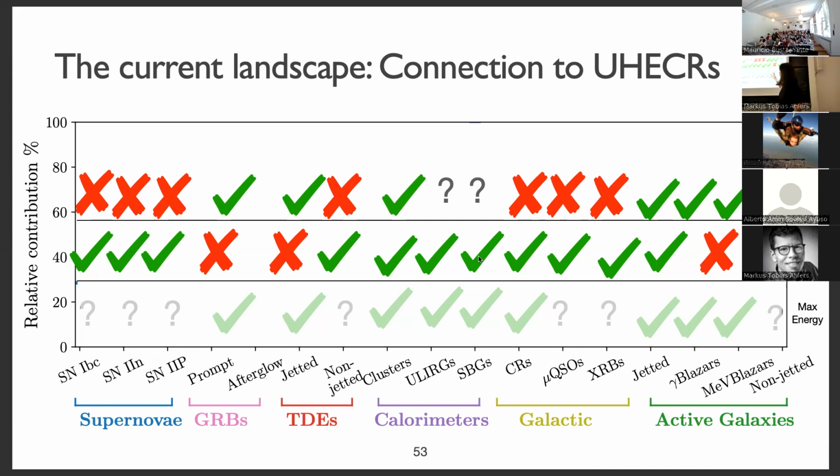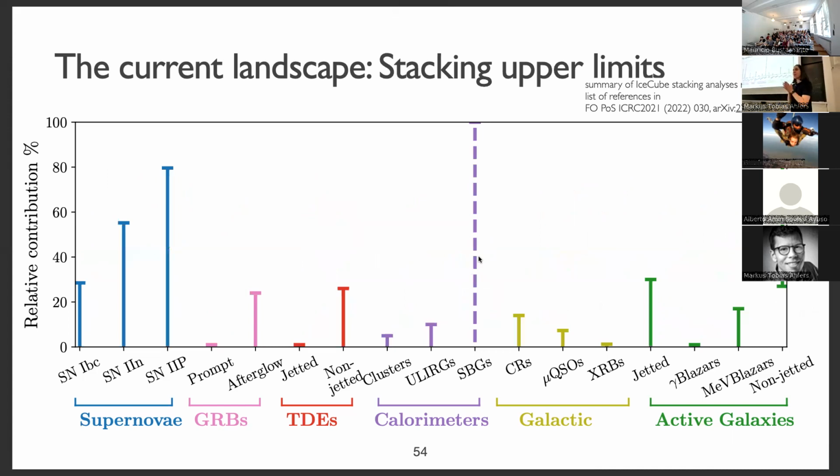So you see that we're not left with many great candidates. I have here clusters of galaxies which are okay in all three. And now if I show you the upper limits from IceCube, from stacking searches on all of these objects, you will see that most of these sources can produce at most 20% of the IceCube flux.